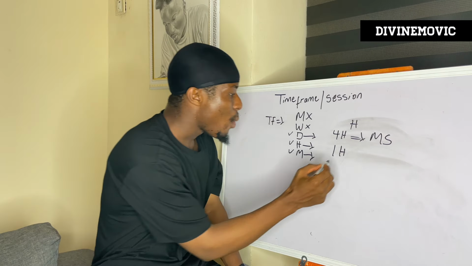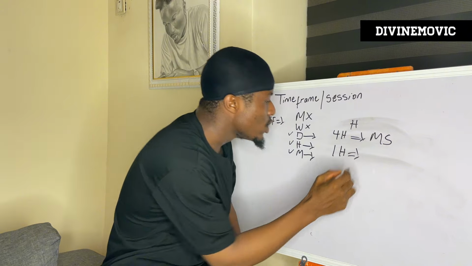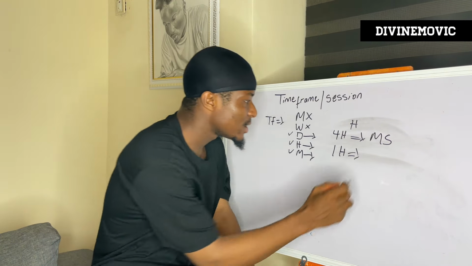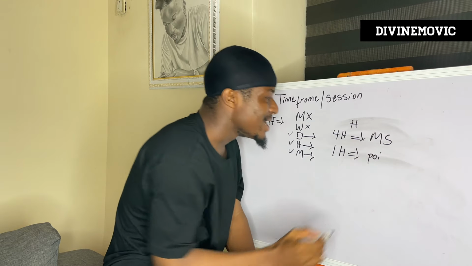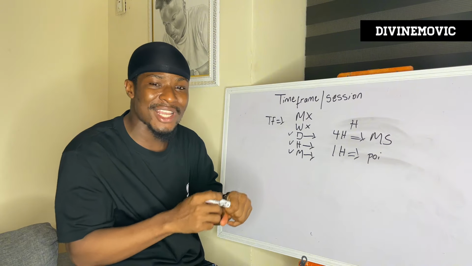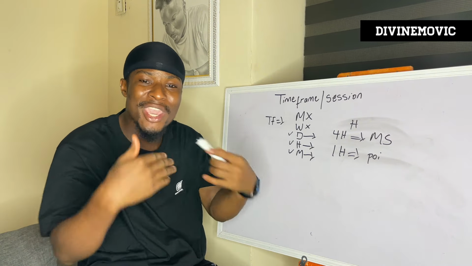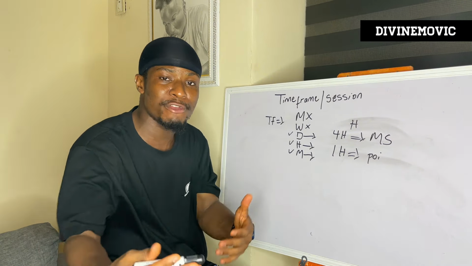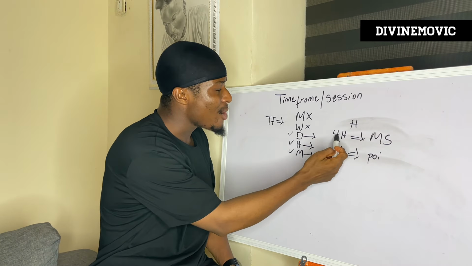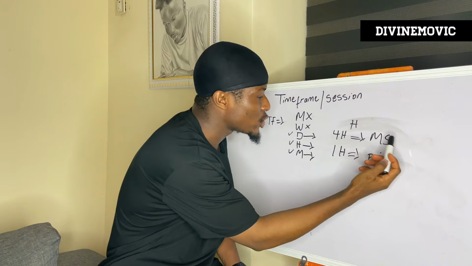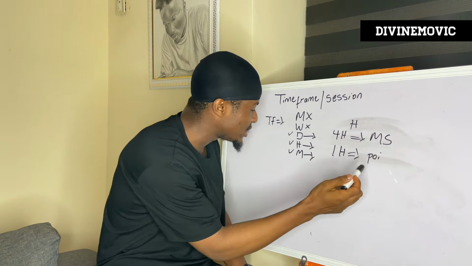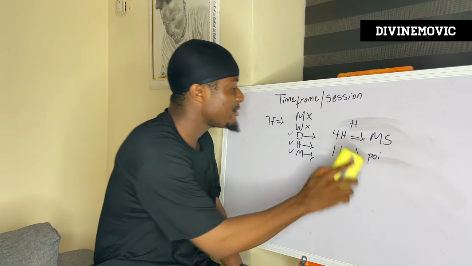Yes. Now, when it comes to the hourly time frame, we want to use the 1 hour time frame to understand your point of interest. That means the 1 hour time frame is specifically used to understand point of interest or your area of concern. That means the area that you want to buy from or the area that you want to sell from. Remember, 4 hour time frame is simply for you to understand market structure. 1 hour time frame is simply for you to understand point of interest. Now let's go to the minute time frame.